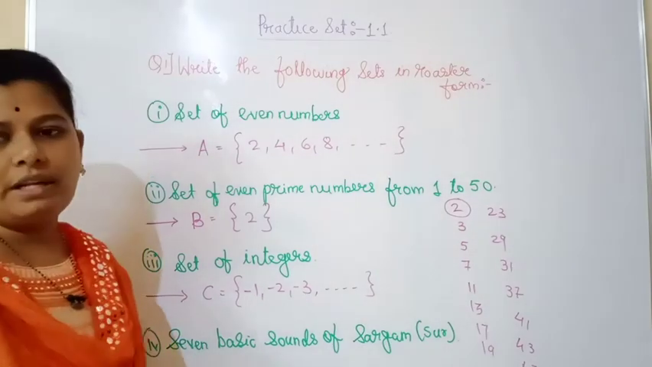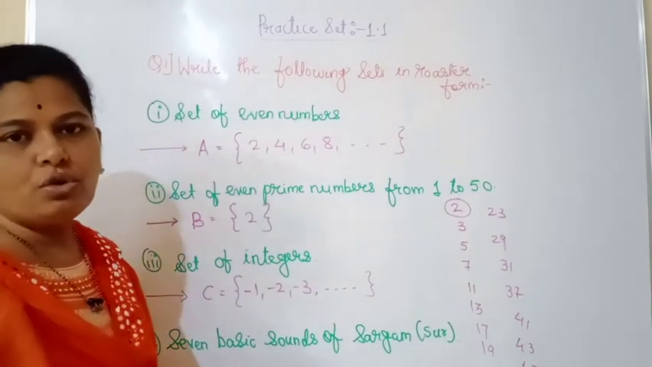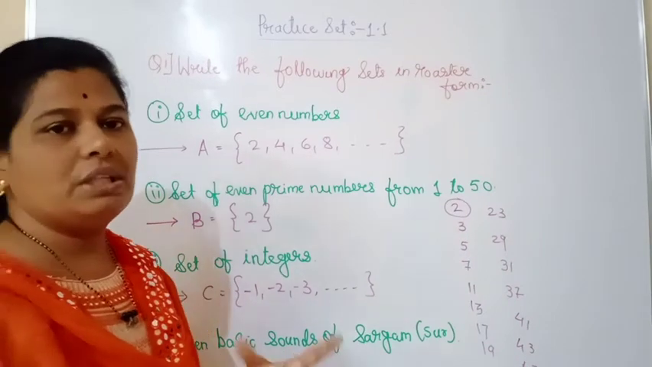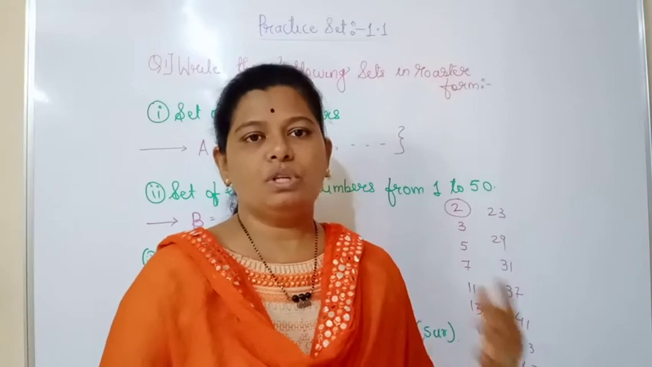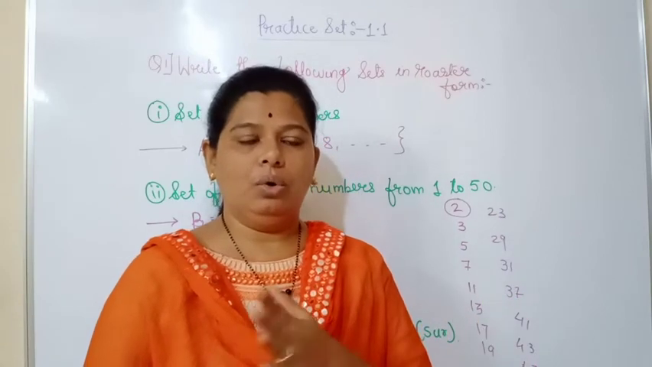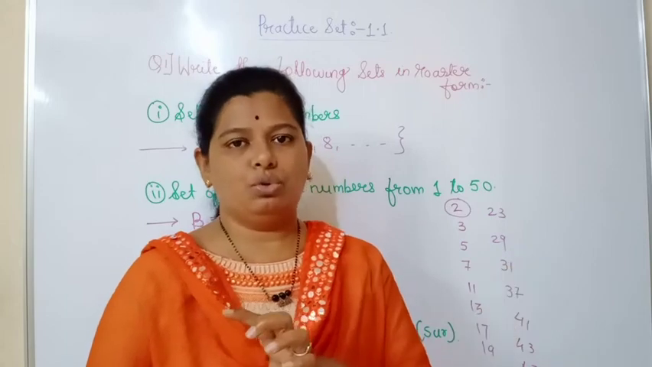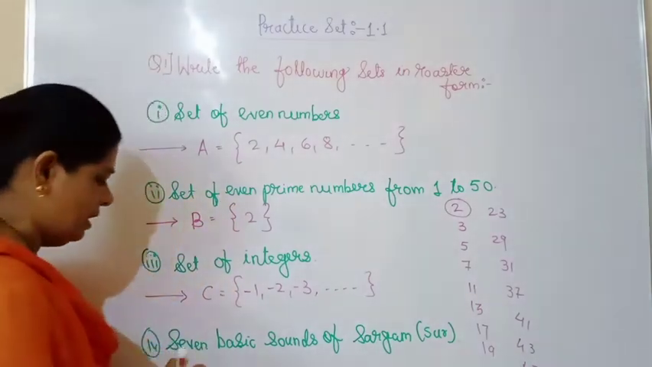Now the fourth is the 7 basic sounds of sargam. As all of you know, regarding music, there are 7 surs. What are they? Sa re ga ma pa dha ni. So these 7 surs, or whatever the sargam is, you have to write in our set.